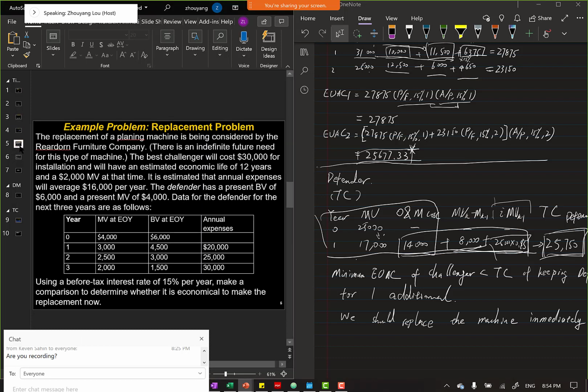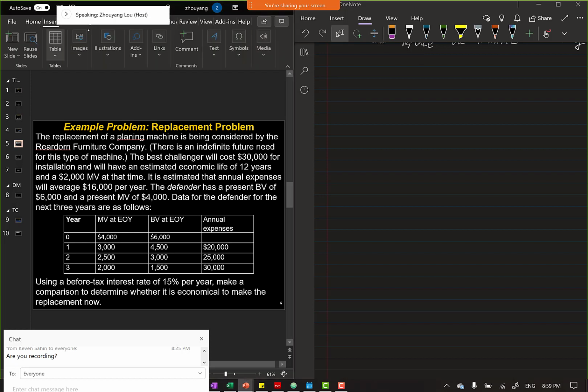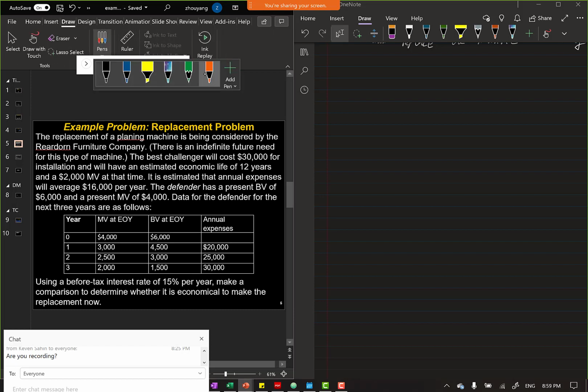So maybe let's go to the next problem. You might feel that this problem is kind of similar to the previous one. Yes, we still want to determine when to replace the machine, but here we have a different configuration of the challenger. We are given that the economic life of the challenger will be 12 years, and we can just use that for this calculation.